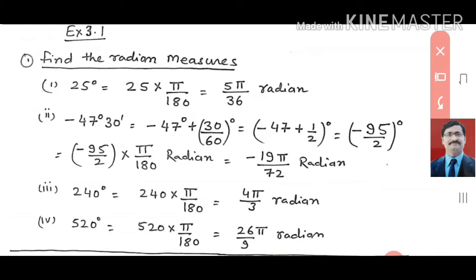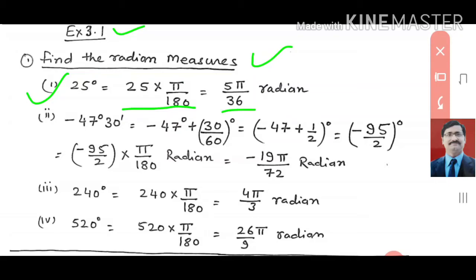Now we take one question. Exercise 3.1, find the radian measures. Look here, these are given in degree and you have to change them into radian. 25 degree is given, and 25 degree you have to change to radian. Radian means you will multiply by pi by 180. Pi by 180 you multiply, 25 and 180 you can cancel by 5, and you will get 5 pi by 36 radian. All of you understand?